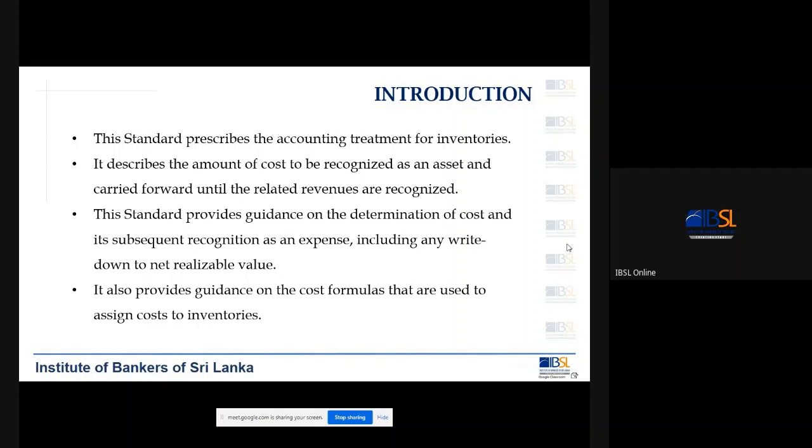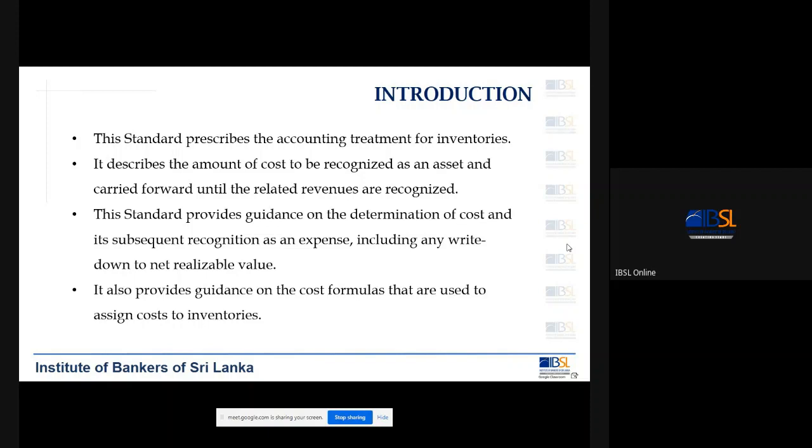It describes the amount of cost to be recognized as an asset and carried forward until the related revenues are recognized. Now, say for example, you are in a production line, you produce finished goods, right? Let's say you are a manufacturing company and you have produced t-shirts. So you get 500,000 stock of t-shirts. Now you have to value this. When you are maintaining a stock, you have to value it. It's not the number. You can't have 500,000 numbers of stock. That is your control. But there has to be a value. Then only it can be put in the financial statements. So how do you determine that value? That is what we are going to learn today.